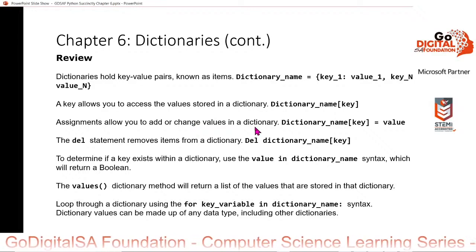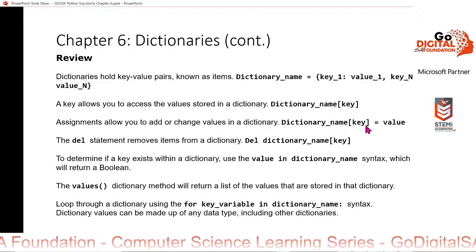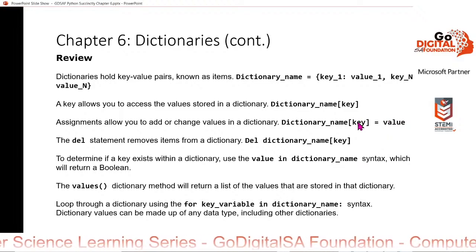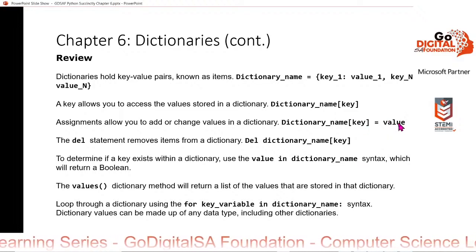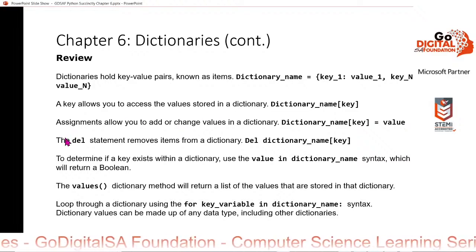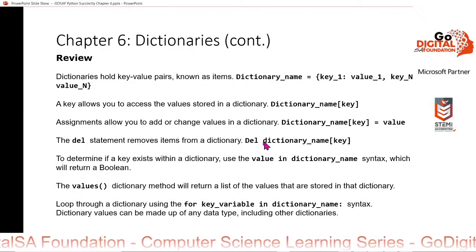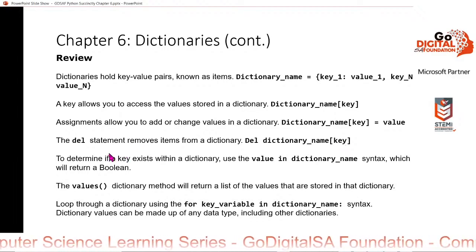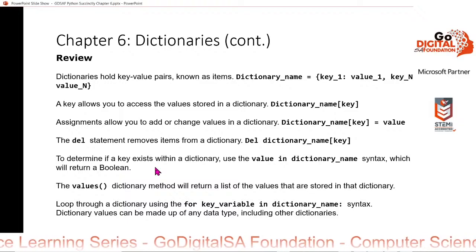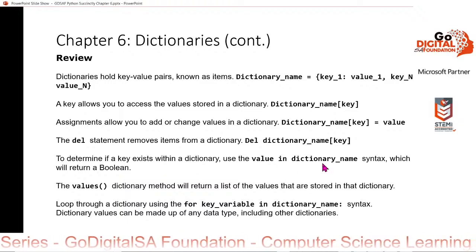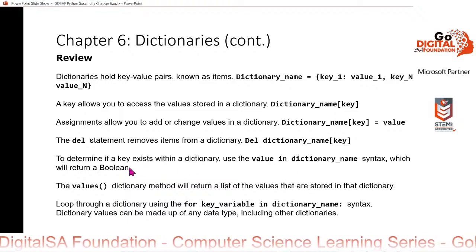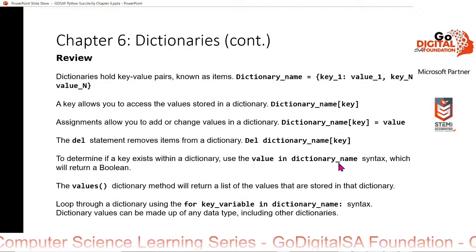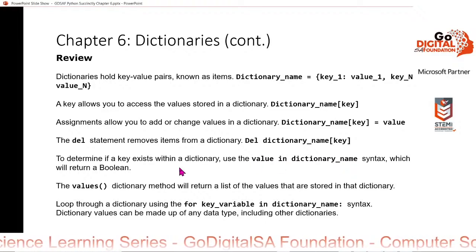Assignments allow you to add or change values in a dictionary. If you say dictionary name and a key equals a value, if that key does not exist, it adds it. If that key does exist, it changes the value. The del statement removes items from a dictionary, so del dictionary name key will remove that item. To determine if a key exists within a dictionary, use the value in dictionary name syntax, which will return a Boolean, true or false. If that value is in the dictionary, it returns true. If it's not, then it returns false.